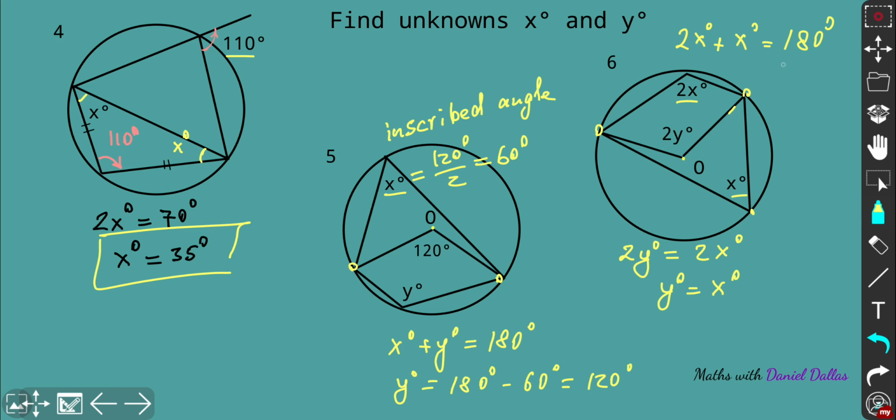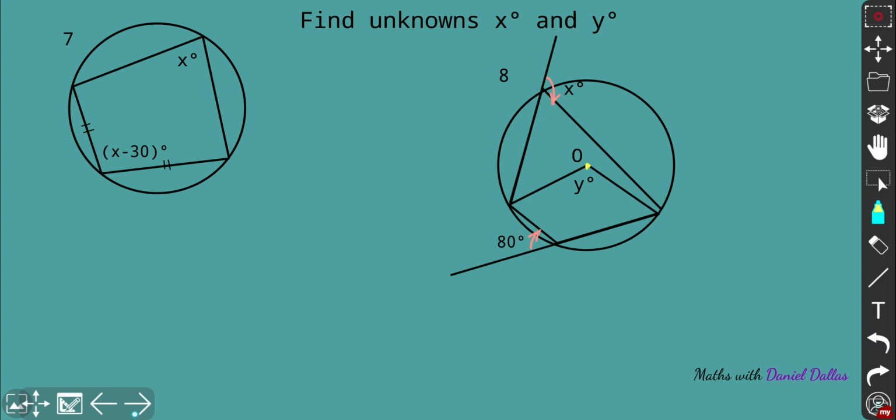So 3x is 180, from where x is simply 60 degrees. Knowing that x is 60, y is also 60 degrees, and this problem is done. So x is 60 and y is also 60. Okay, here is done. And let's go to the last set of problems.